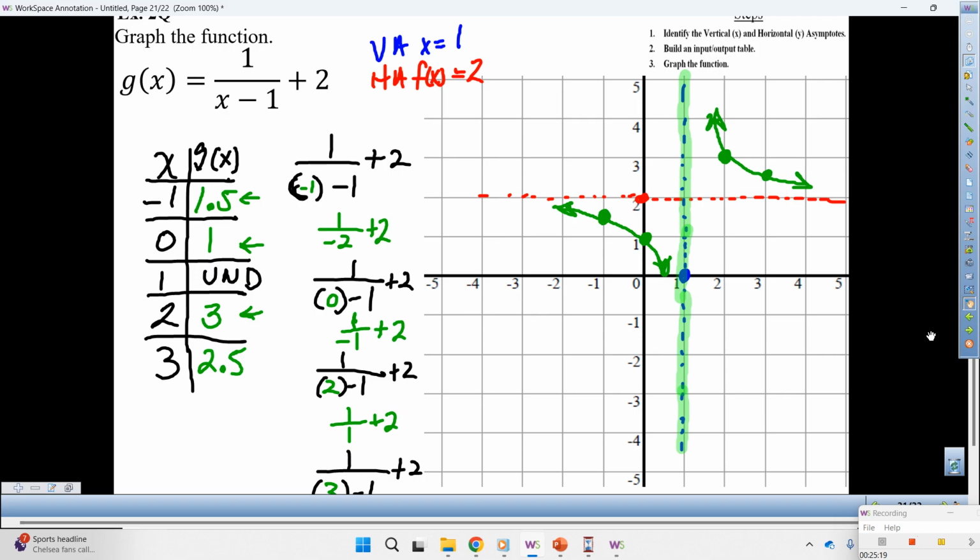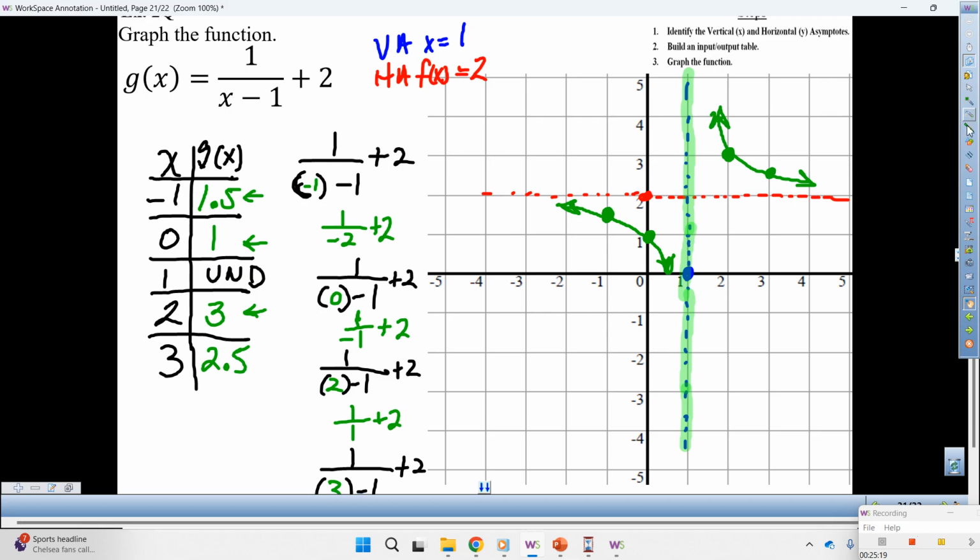How are we doing with the process from 1 to 5? How comfortable are you up to right there? 4, 5. Okay. Once again, here goes the process one more time. Step 1, you got your VA and HA. We graph those. Step 2, build the table by choosing 2 values to the left of that vertical asymptote. Joseph chose the 0 and the negative 1, and to the right of the vertical asymptote, he chose 2 and 3. And of course, this is 1. That's why we wrote undefined, because we don't cross that invisible line.